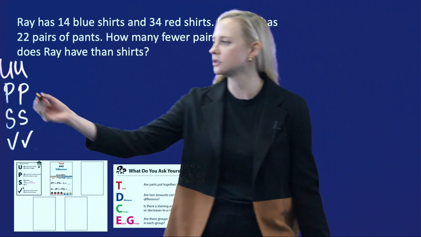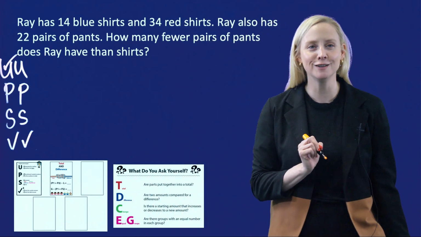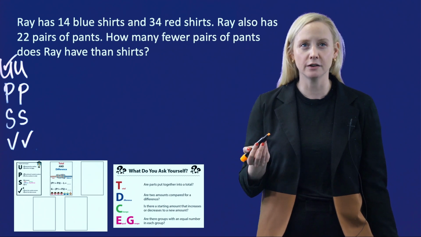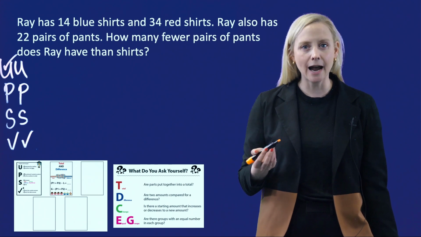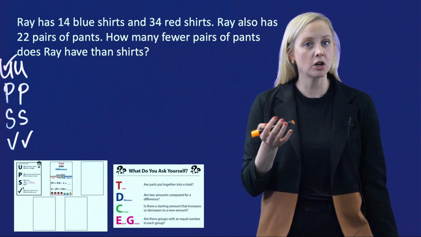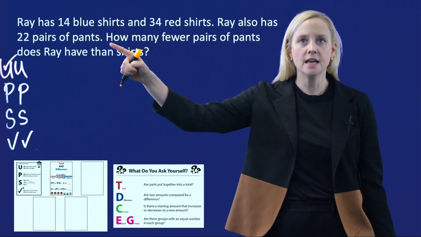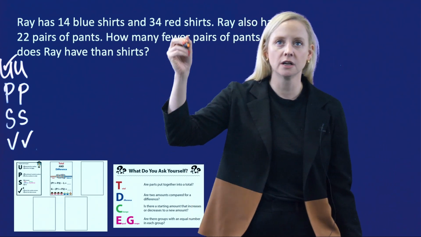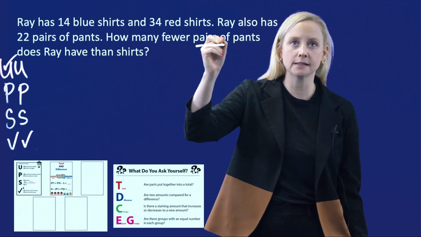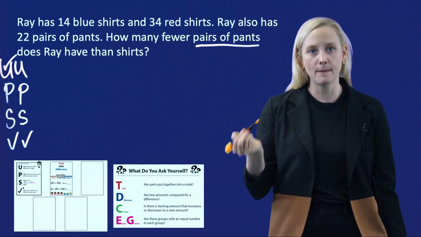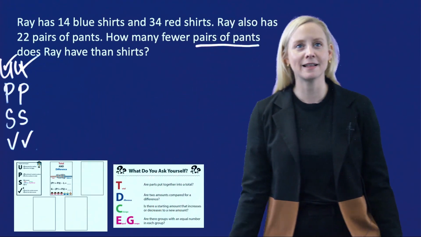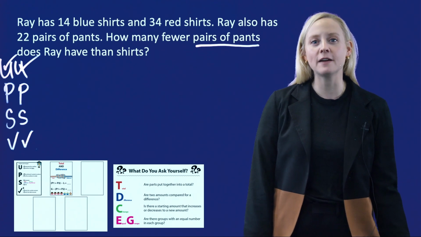I feel like I've understood the problem. I'm going to check off that U and move to U, the second U. The second U stands for underline our label. Most of the time we can find our label, or what we're talking about, in our question sentence. It says, how many fewer pairs of pants does Ray have than shirts? Well, they're asking us about pants, so I am going to underline pairs of pants in my question sentence. I've underlined my label. I'm now ready to move to my first P.